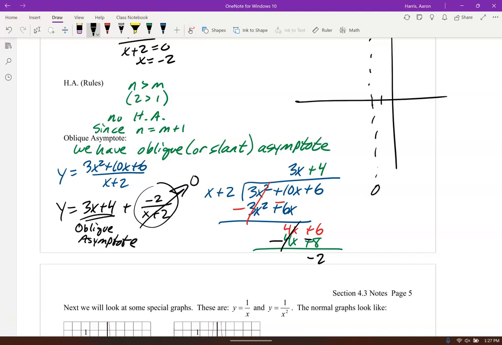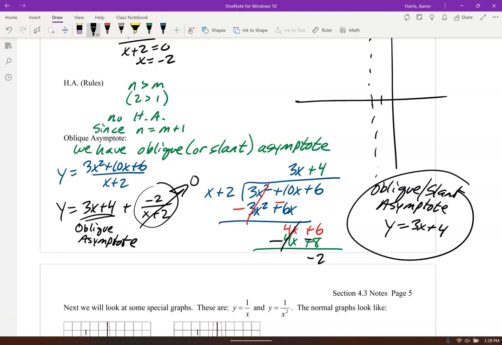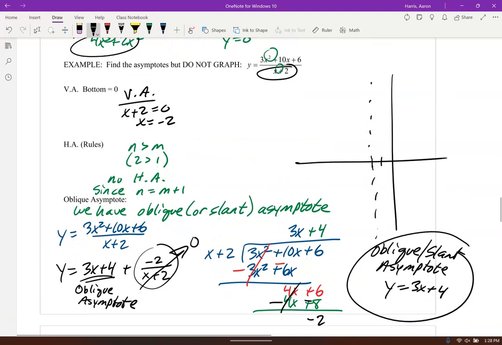Okay, so my oblique or slant asymptote is y equals 3x plus 4. In other words, it's this line, and as it goes out, it's going to get closer to it. I don't know what the points are, but as I shoot to infinity, I'm going to get closer and closer to that slant asymptote. Okay.